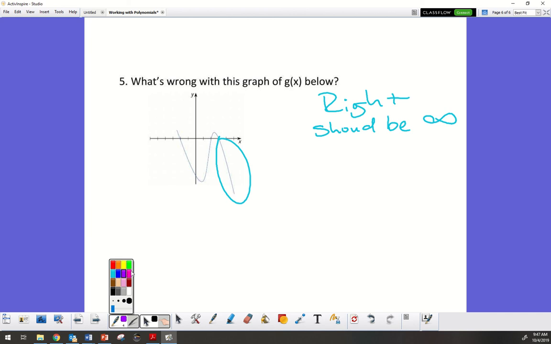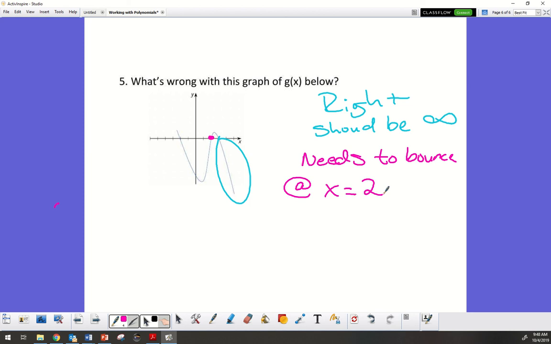Okay, and the next thing, what's the next thing? And you said what? It does not bounce. So right here, it needs to bounce at x equals 2. Everything else is fine. Kind of this one right here, but when I did the graph, I kind of missed 3. I got that side right, but I couldn't get that one right. So kind of messed up my graph.